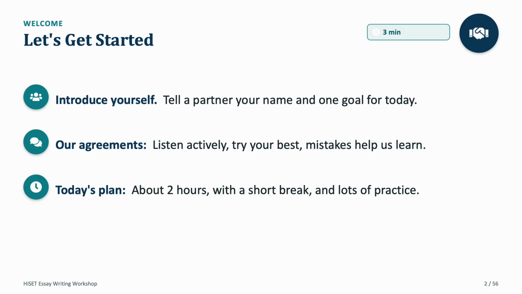Before we begin, let's get to know the people sitting around us. Turn to a partner, tell your partner your name and one goal you have for today's workshop. For example, you might say, "My name is Maria, and my goal is to learn how to write a better introduction." You have about 1 minute, so now let's turn to our partner, tell our partner our name and what our one goal is for today.